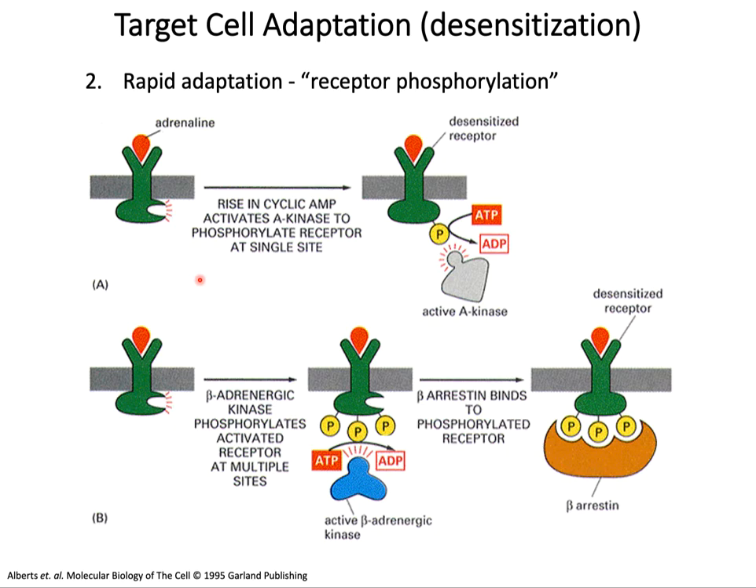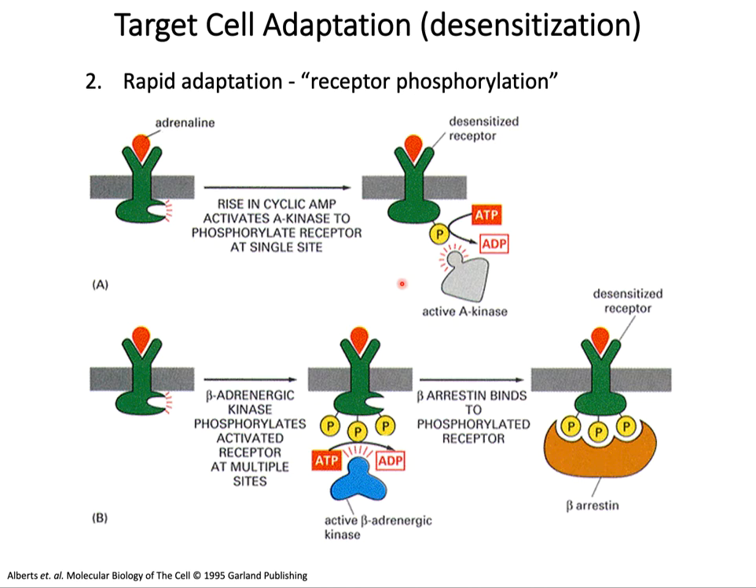So for example, the receptor for adrenaline activates the GS alpha subunit, which in turn activates cyclic AMP, which then activates protein kinase A. But what is interesting is that protein kinase A can then come back and phosphorylate this receptor and turn it off. And this can happen pretty quickly.